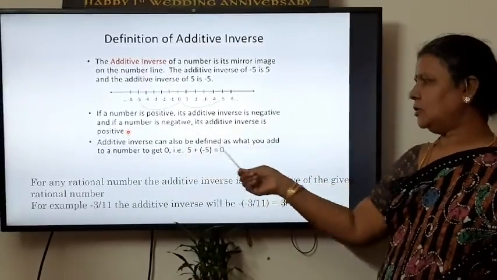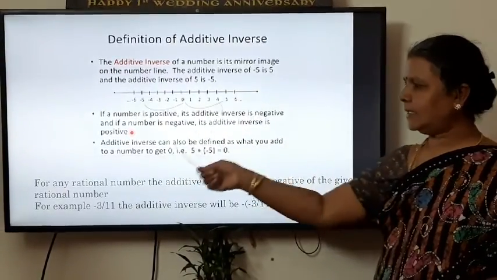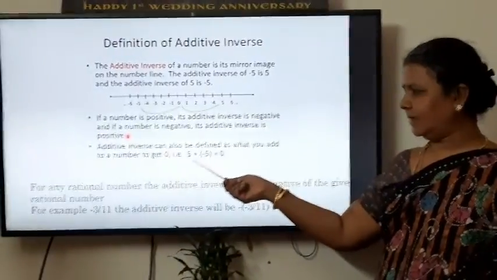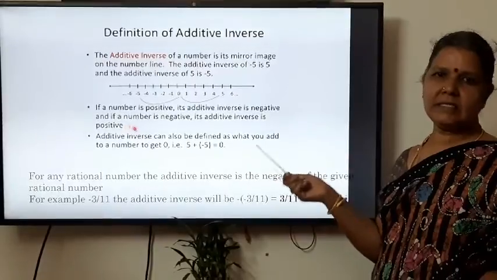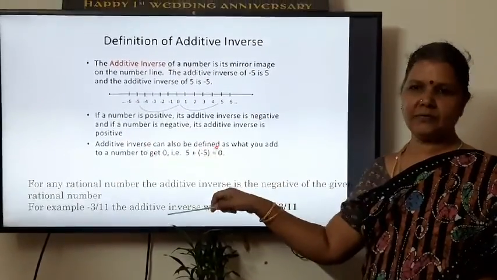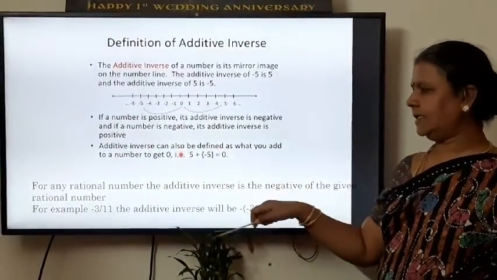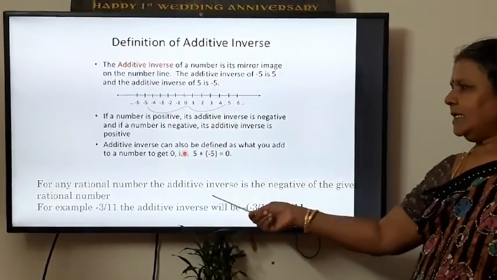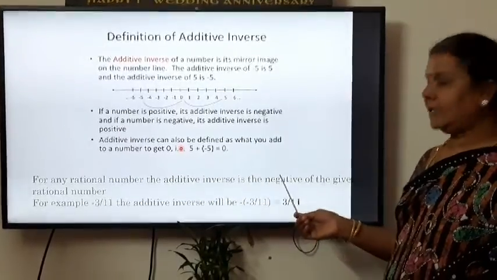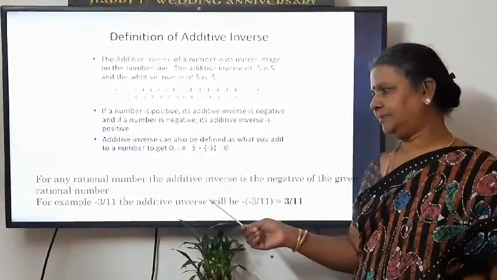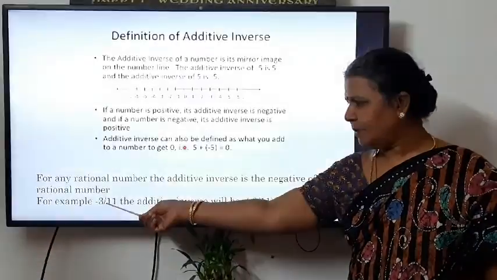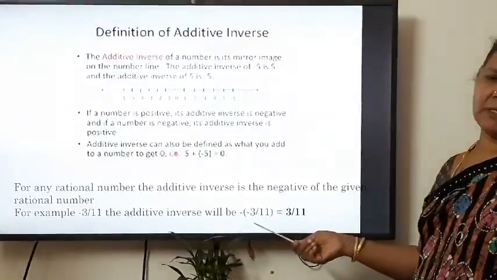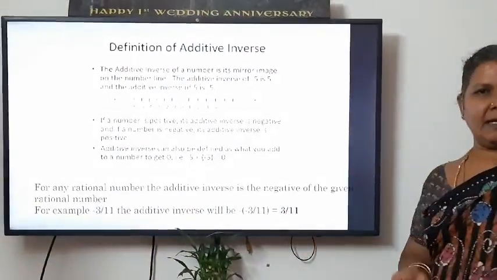Additive inverse can also be defined as what you add to a number to get 0; that number is called its additive inverse. See for example 5, you add it with minus 5, we are getting 0. Or minus 5 added with 5, we are getting 0. So 5 is the additive inverse of minus 5 and minus 5 is the additive inverse of 5. So for any rational number, the additive inverse is the negative of the given rational number. For example, you can take minus 3 by 11, the additive inverse will be minus of minus 3 by 11, which is equal to 3 by 11.